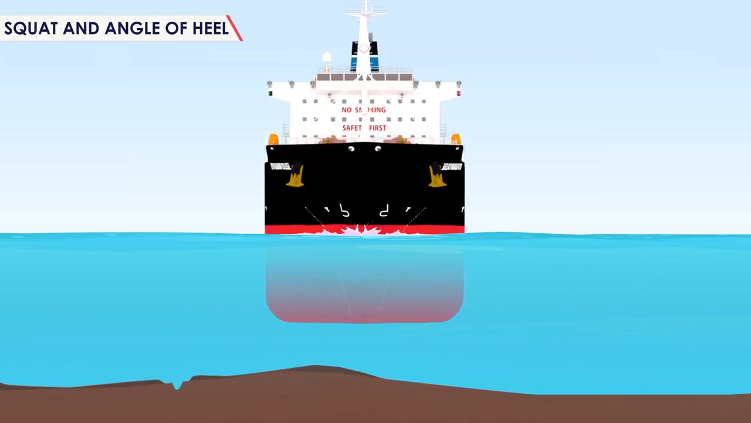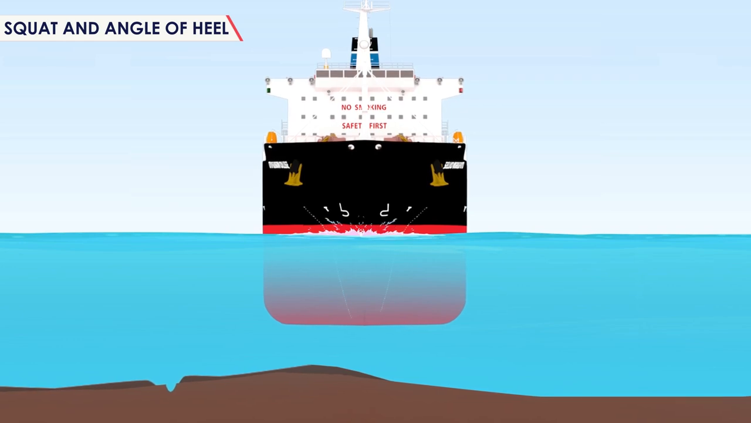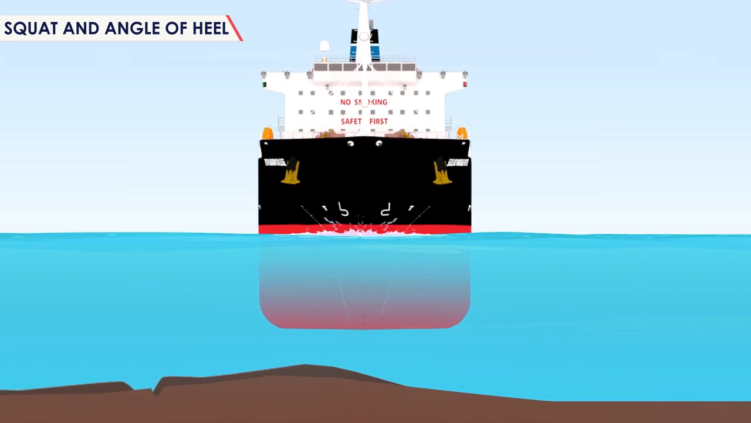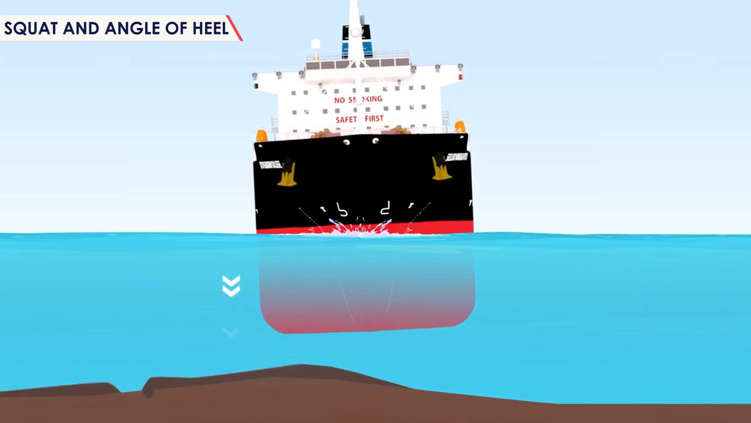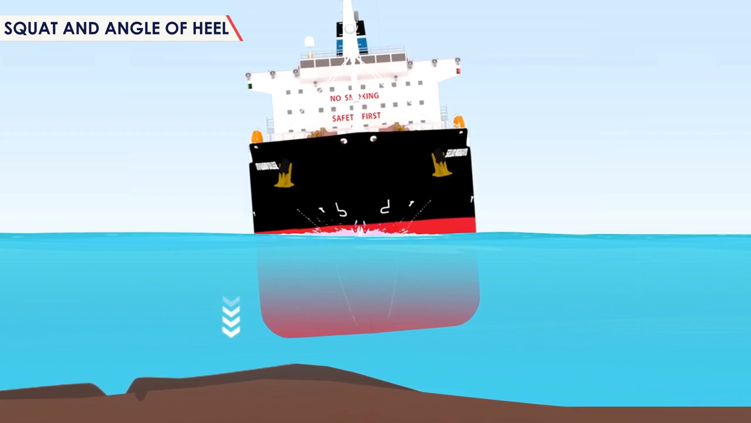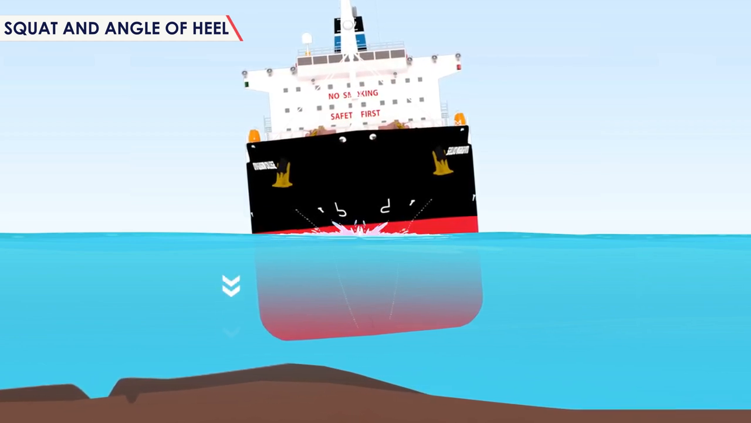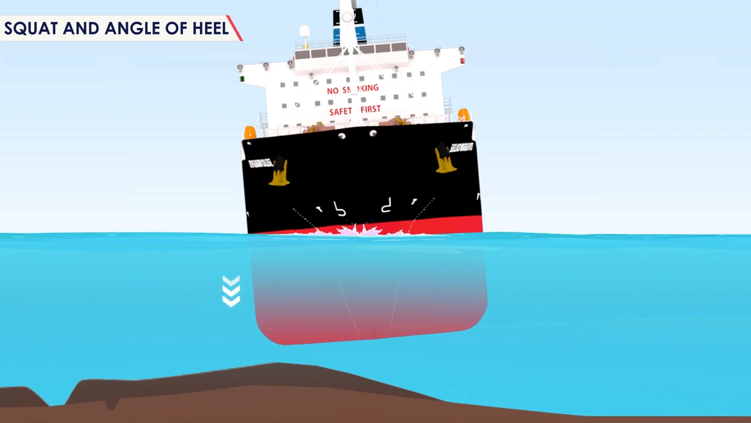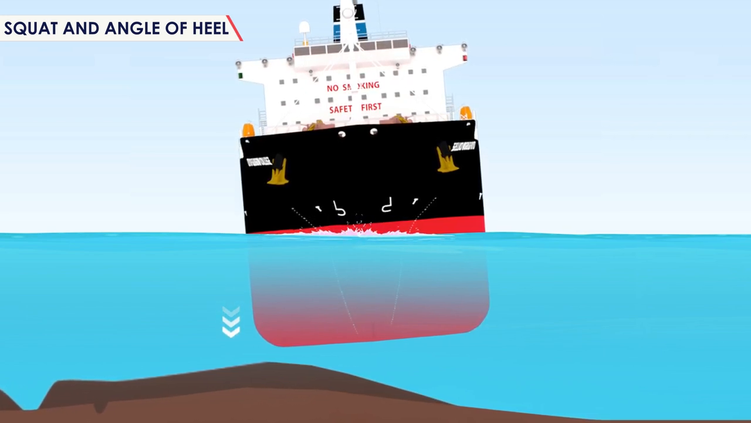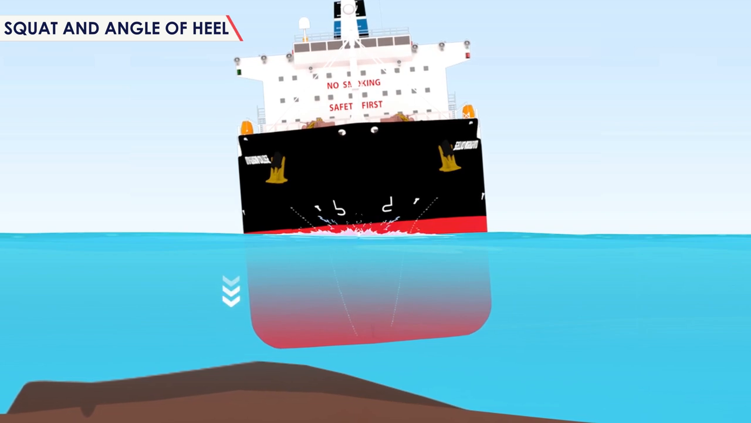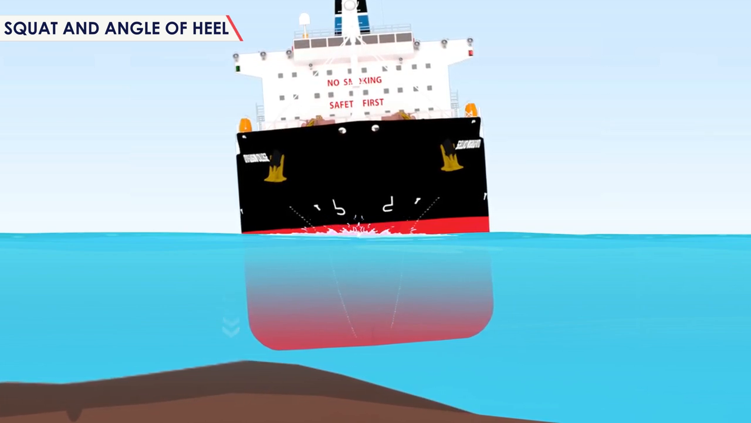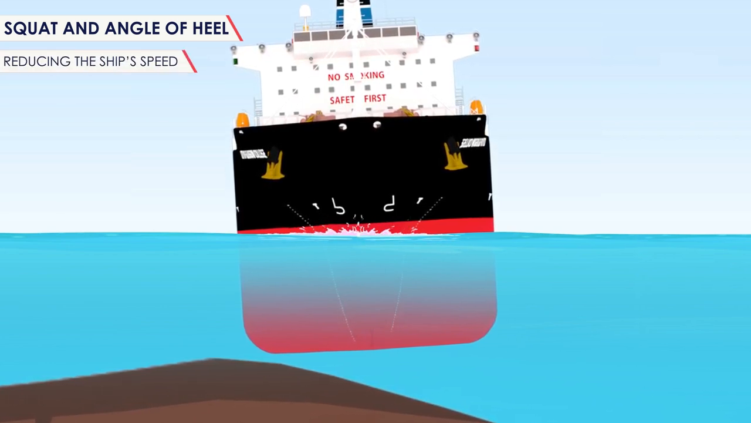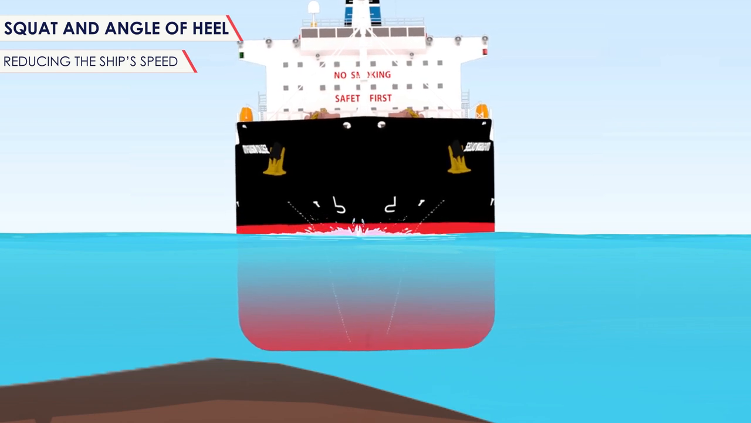Squat also has an impact on the angle of your heel. A ship moving in shallow water with an angle of heel will experience an increase in the list due to the squat concentrating in the region of least underkeel clearance. Similarly, an upright vessel will suffer squat-induced list if it moves over a shelving seabed that becomes progressively shallower under one side of the ship. Apparent increase in ship's list due to squat can also be reduced by reducing the ship's speed.